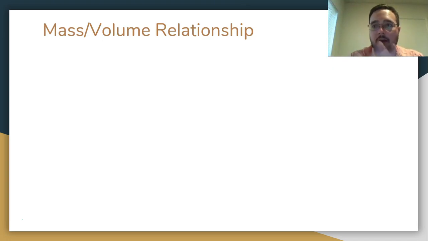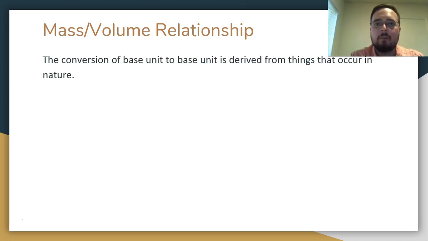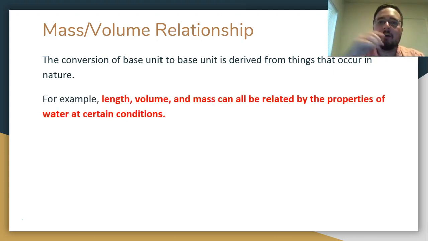So mass to volume relationships kind of help re-emphasize this a little bit. The conversion of a base unit to base unit is derived from things that occur in nature. So the way we came up with SI units and just units in general is that scientists way back when started looking at things in nature and saw this consistent measurement that could be made. And so they started using these natural elements, these natural occurrences, to define units of length, volume, mass, everything like that. So that way, when we described our scientific data, it was something that we could further understand as a human race in general.